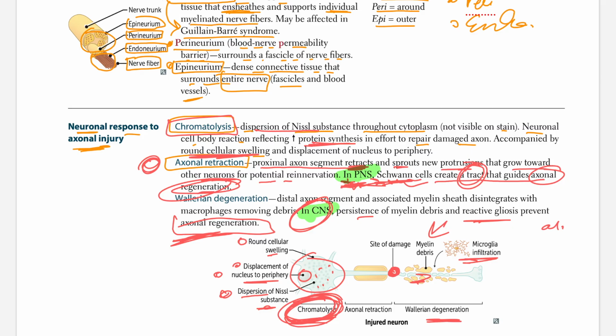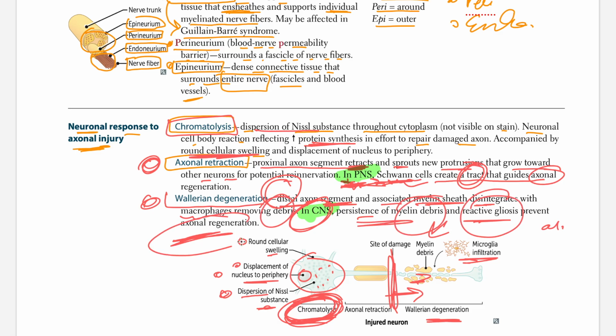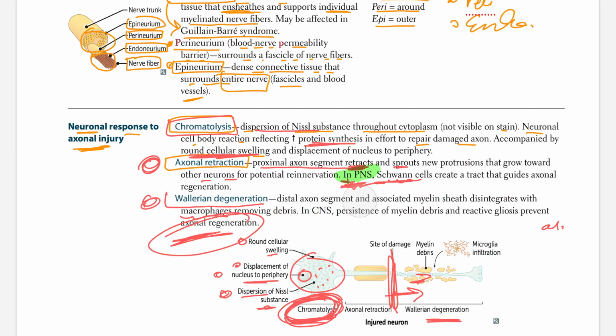The terminology for that is Wallerian degeneration, and we talk about that right now. The last point here is the Wallerian degeneration. It is distal to the site of damage. The distal axon segment associated with the myelin sheath disintegrates, with macrophages removing debris. In the CNS, persistence of this myelin debris and reactive gliosis prevent axonal regeneration. Let me erase this and talk a little more about things.